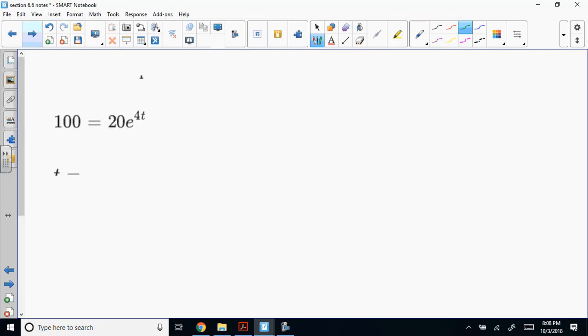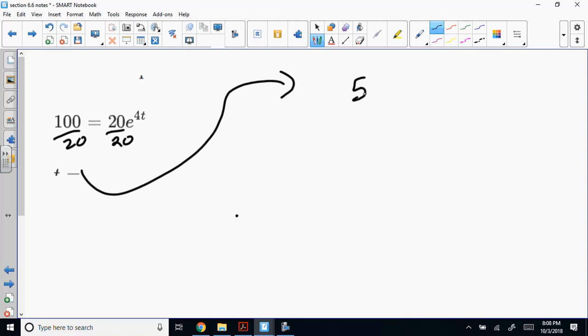Okay. What about this one? Anybody? Well, first off, let's look at this thing. I would divide both sides by what? If I divide by 20, that's 5, right? Y'all agree? All right, good.